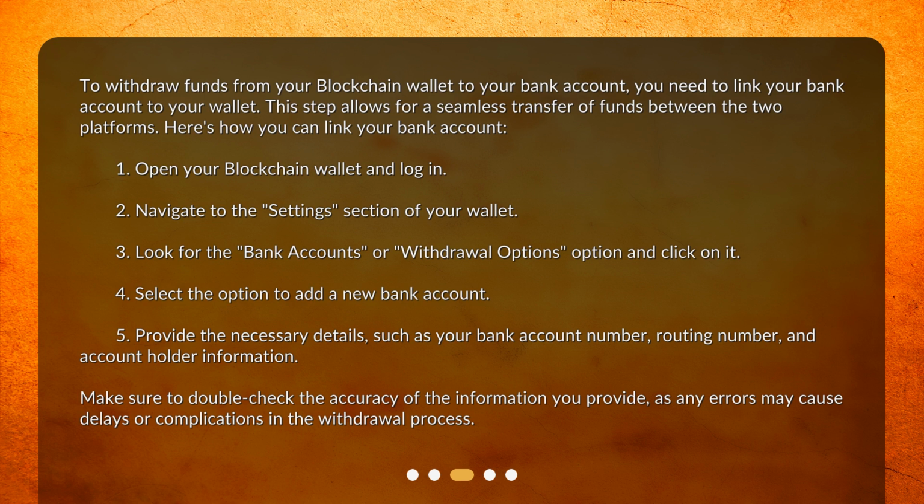1. Open your blockchain wallet and log in. 2. Navigate to the Settings section of your wallet. 3. Look for the Bank Accounts or Withdrawal Options option and click on it. 4. Select the option to add a new bank account. 5. Provide the necessary details, such as your bank account number, routing number, and account holder information. Make sure to double-check the accuracy of the information you provide, as any errors may cause delays or complications in the withdrawal process.